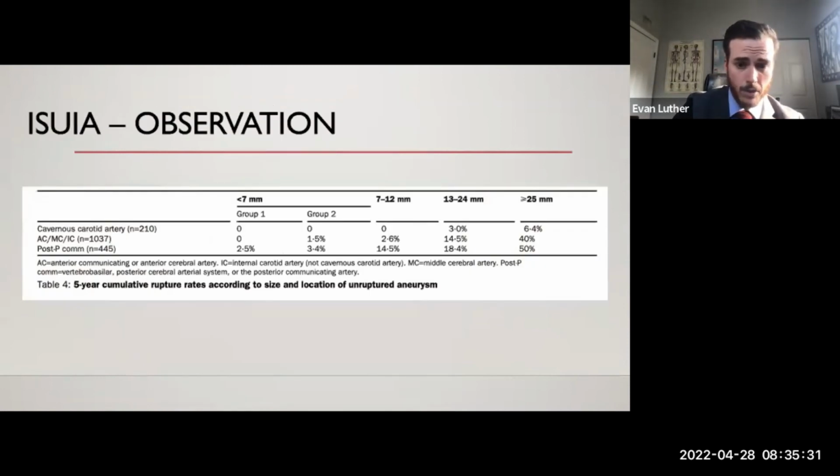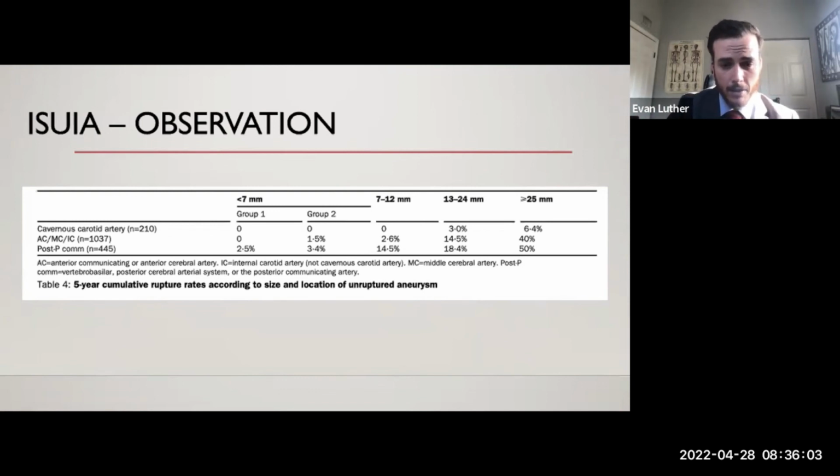And I think this is the table that everyone talks about in the ISUIA study, because it was really important at that time, because no one truly understood the natural history of aneurysmal rupture. So they took these unruptured aneurysms. There were 1,600 or so patients enrolled in this arm, and they followed them for 5 years and looked at the predictors of hemorrhage. You can see it's graded based on aneurysm size, with incremental hemorrhage risk based on increased aneurysm size.